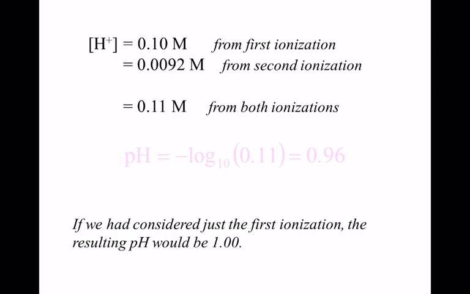This little thing in italics says if you were to take the negative log of 0.10, you get 1.00. In other words, this gives you a pH equal to 1.00. This down here gives you a pH equal to 0.96. As far as pH values, that's kind of an interesting thought too.